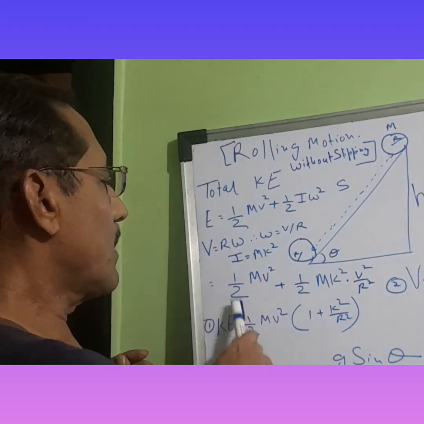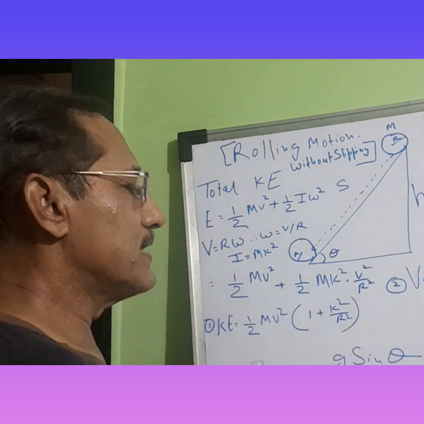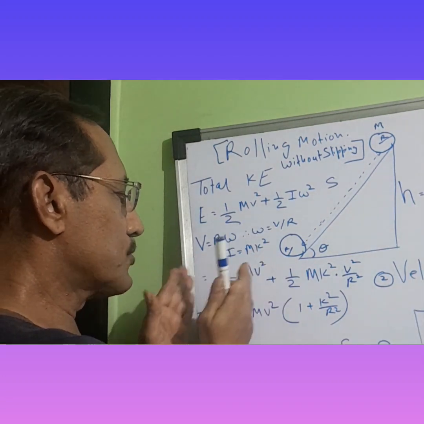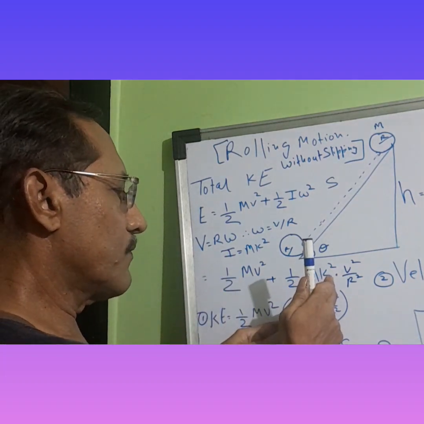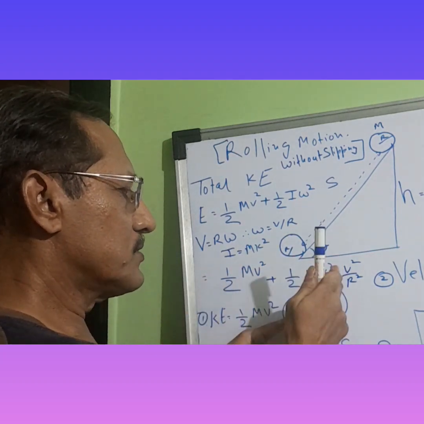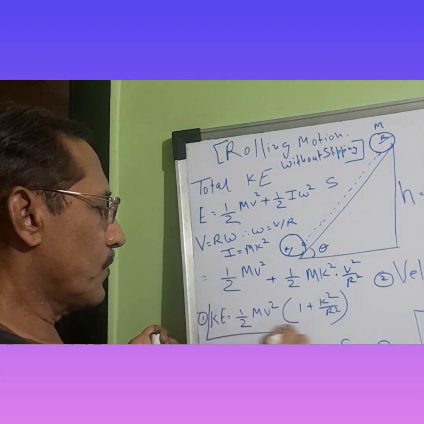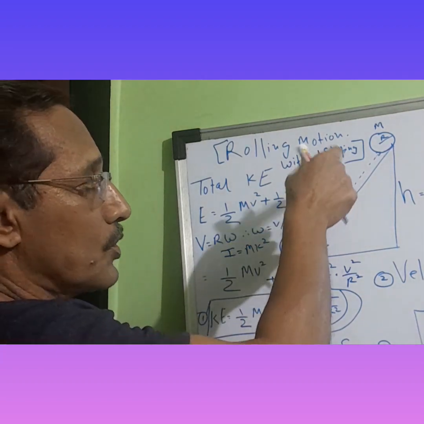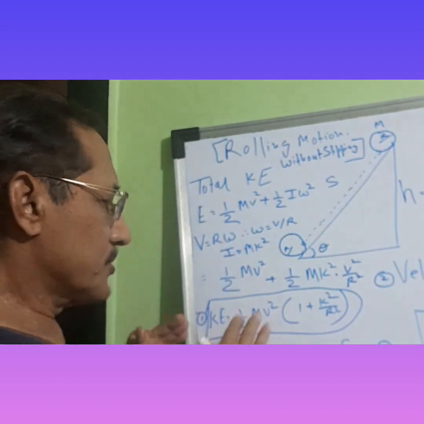So half mv square plus half mk square v square over r square, where k is the radius of gyration of that object. Alright. So what do we do? We take half mv square common out of the bracket. What remains is 1 here, and k square over r square. So this becomes our first formula that you have got to keep in mind, in terms of kinetic energy for a rolling motion of a body without slipping.